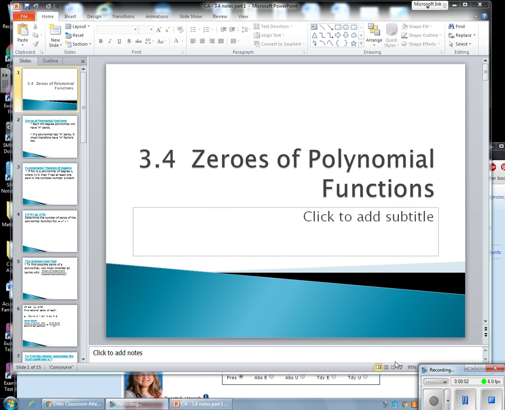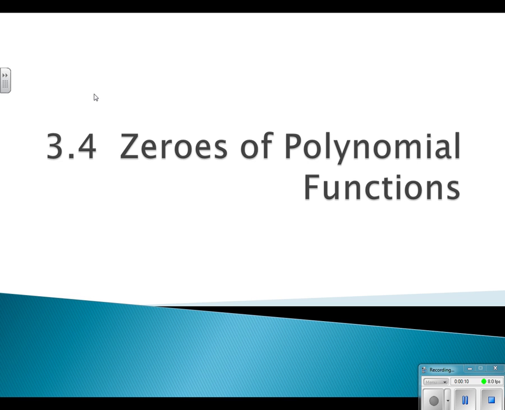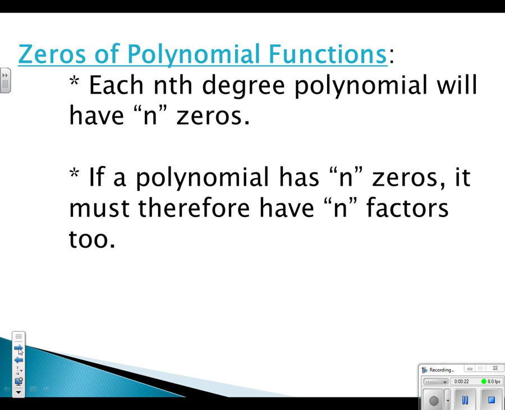This recording is for Chapter 3, Section 4, Zeros of Polynomial Functions. In today's lesson, we're only going to cover the first half of Section 4. It just takes a lot. There are quite a number of topics in it, not necessarily hard, but long. So I decided to split it into two. We'll cover the first half today, and the next half is tomorrow's lesson. So let's get going on this first half.